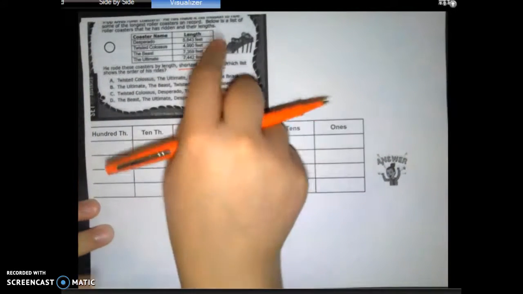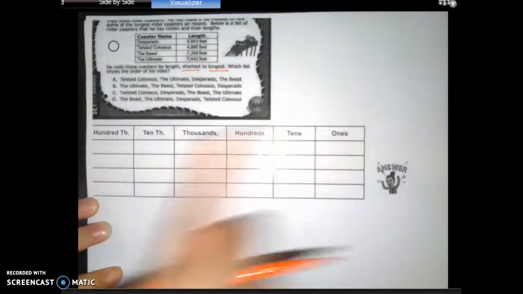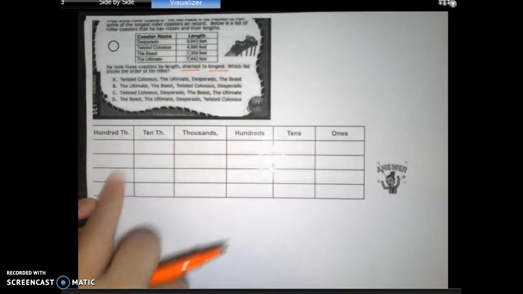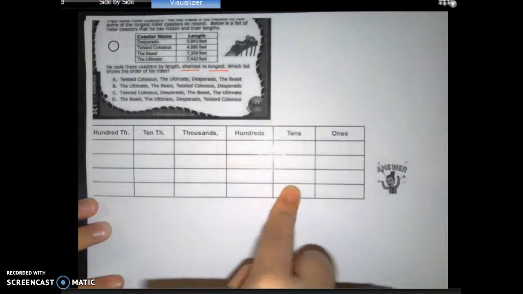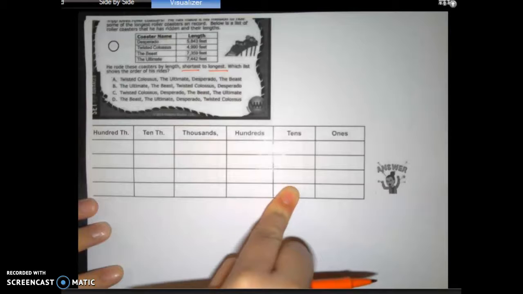Well, the first step that you need to do is plug these numbers into your place value chart. So I hope that you typed these numbers into your place value chart, or if you wanted to, you wrote them down on your own piece of paper. So I'm going to start plugging them in.